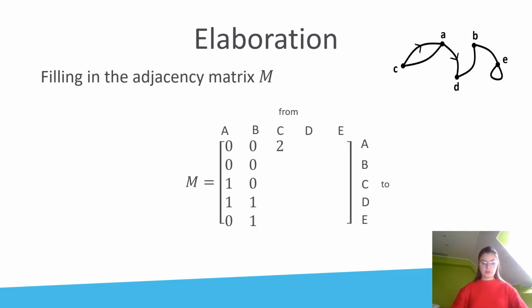In the third column, we start from node C. Now we find 2 connections from C to A because the arrow indicates the right way. There are no other connections that start in node C, so we write down 0 every time.